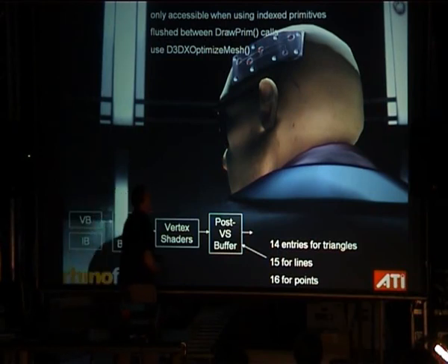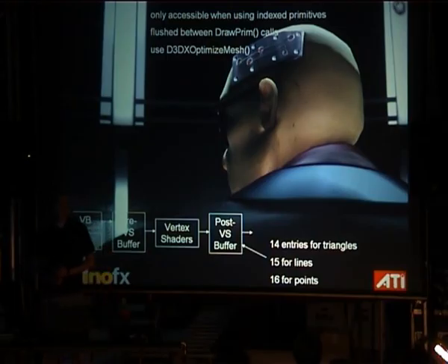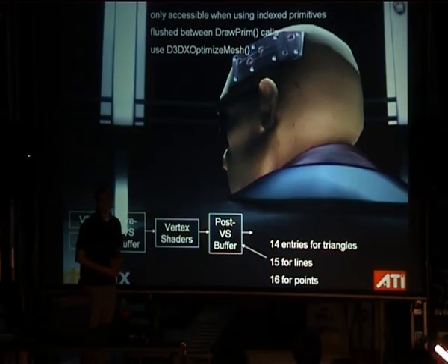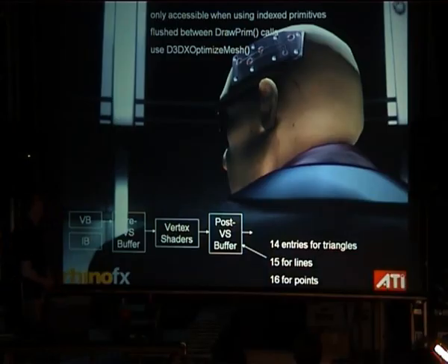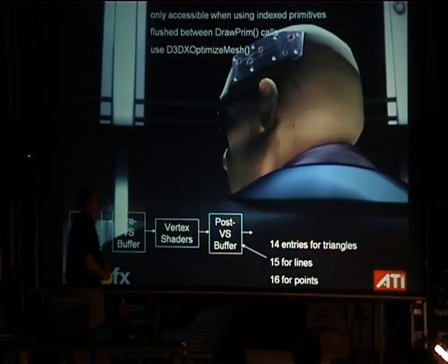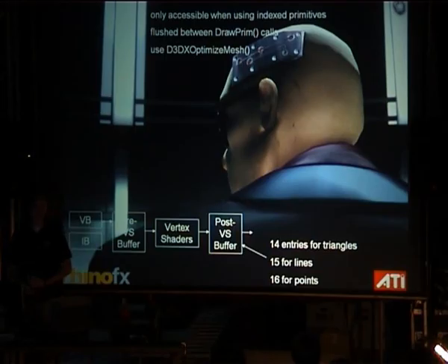The post-vertex shader buffer contains 14 entries for triangles, 15 for lines, 16 for points. It is only available or accessible when you use index primitives. So not draw prim, but draw index prim. It's flushed between draw prim calls, whether it's draw prim or draw index prim. And we strongly suggest to use D3DX optimized mesh. It does a very good job of optimizing your triangle mesh.